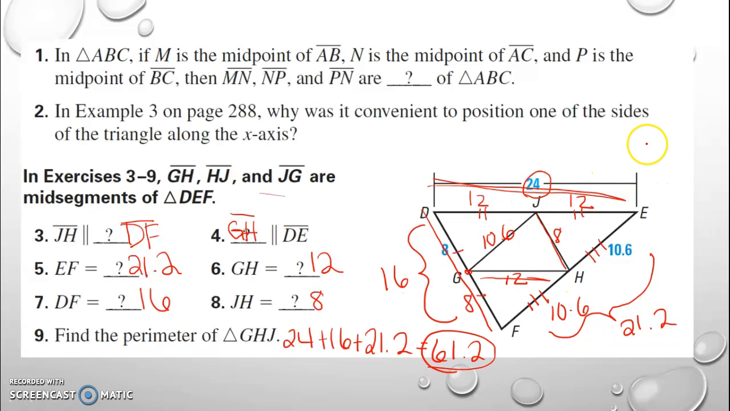For this top part over here that I skipped, in triangle ABC, if M is the midpoint of AB, so let's draw a triangle and label it A, B, C. M is the midpoint of side AB. N is the midpoint of AC. And P is the midpoint of BC. Then all these segments, N, M, would be mid-segments. Okay, and that's all we're going to talk about in this section.